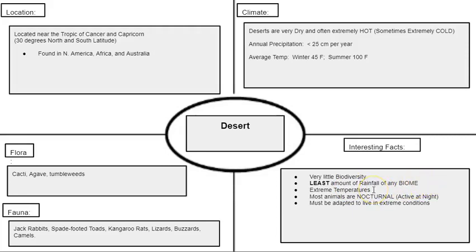It has extreme temperatures. The animals are typically nocturnal or active at night, and they must be adaptive to live in these extreme scenarios. So just how we talked about with our camels and our jackrabbits, our organisms are going to have to adapt to live in this area. So make sure you get all of these facts down and written on your Frayer model notes before moving on.